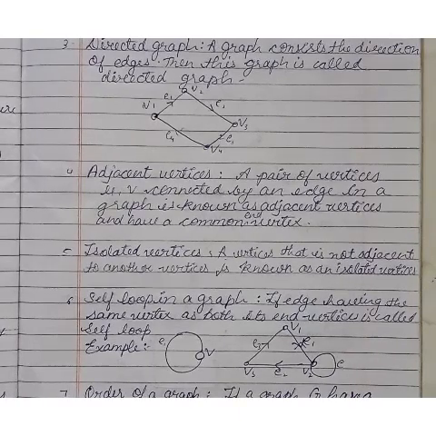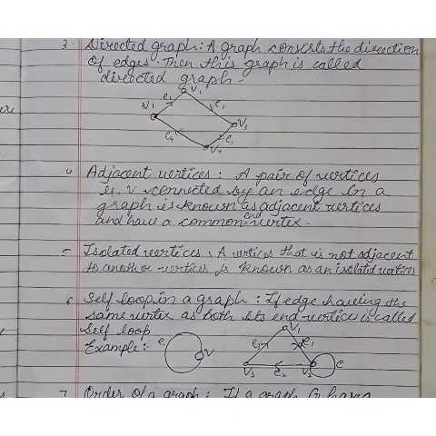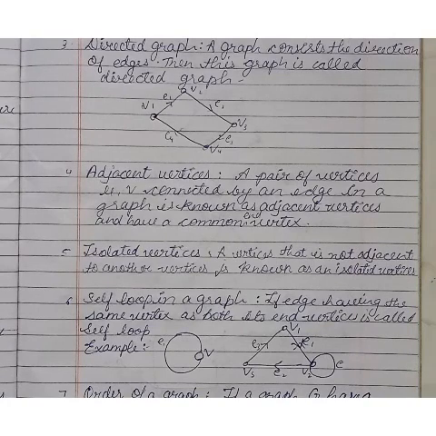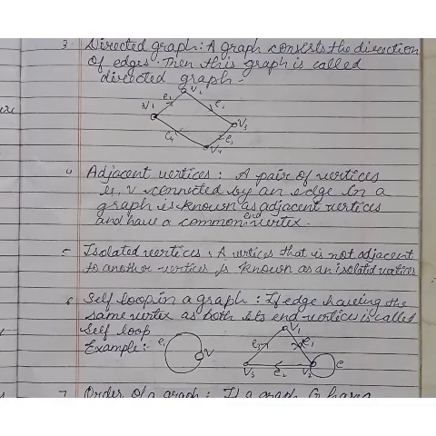Now the other type of vertices is isolated vertices. A vertex that is not adjacent to any other vertex is known as an isolated vertex. Means they are not connected to each other.